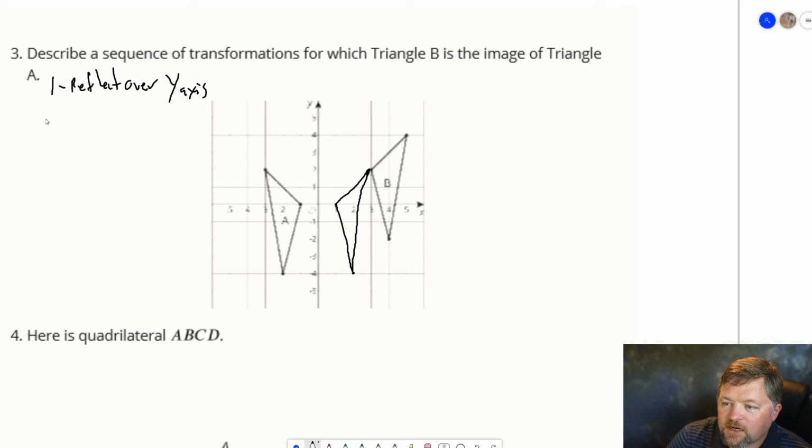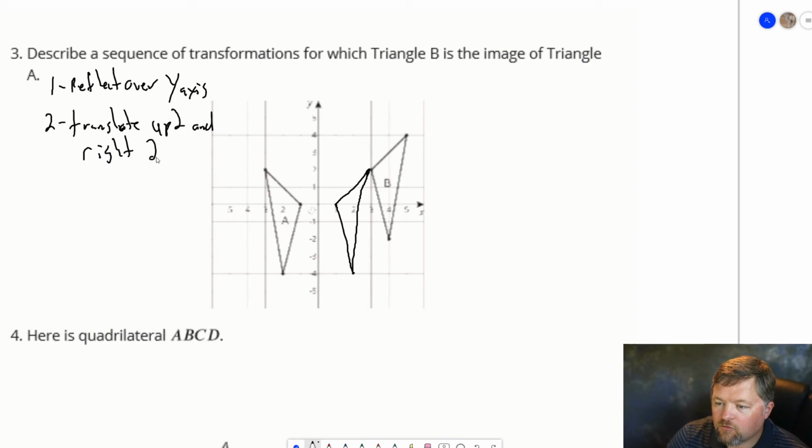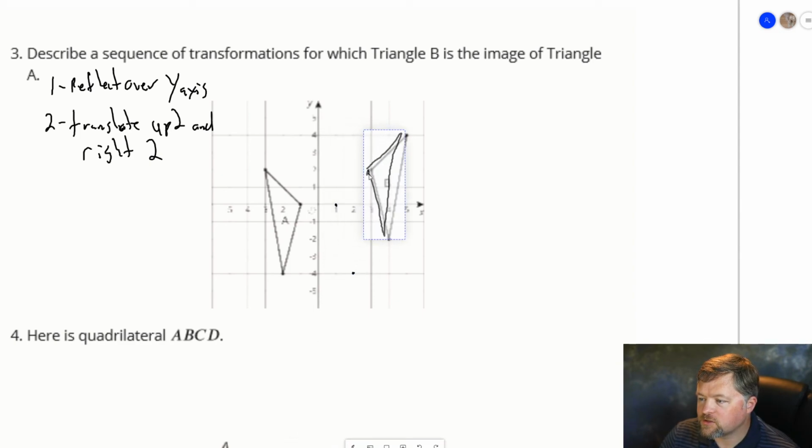So step 1, we reflect it over the y-axis. Step 2 has to be translate up 2 and right 2. So we translated up 2 units, right 2 units. Now figure B is the image of figure A.